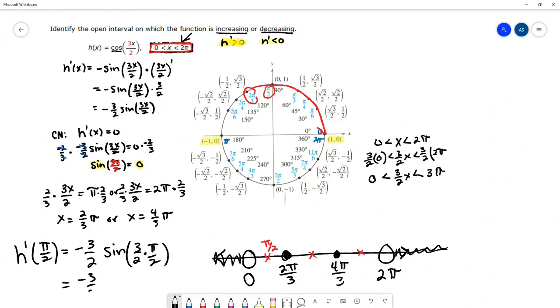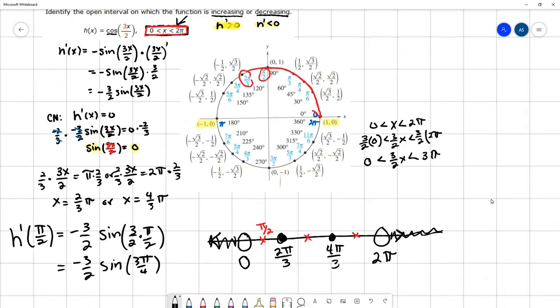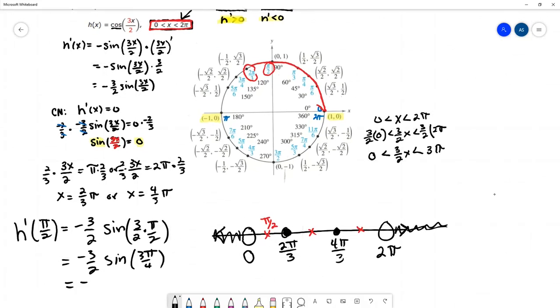That's negative 3 over 2 sine of 3 pi over 4. And sine of 3 pi over 4 is right here, and that's going to be the y coordinate. That's a positive square root of 2 over 2. We have negative 3 over 2 times square root of 2 over 2. That gives me a negative 3 square root of 2 over 4. So we have a negative in that interval. We're decreasing on that interval.